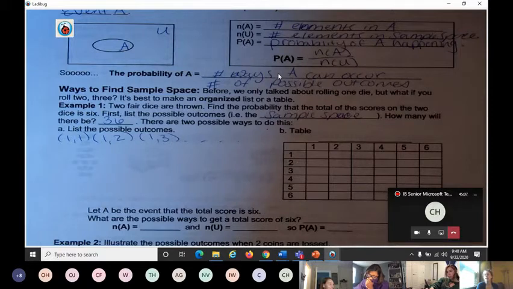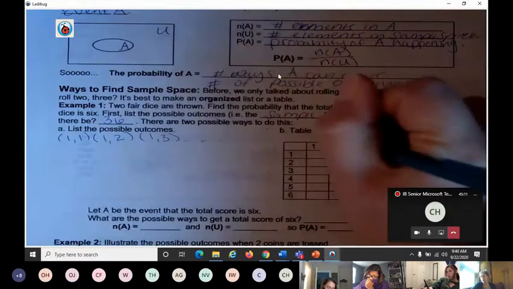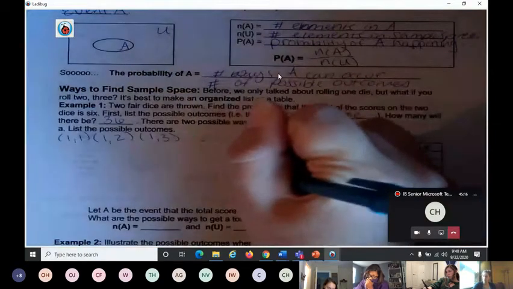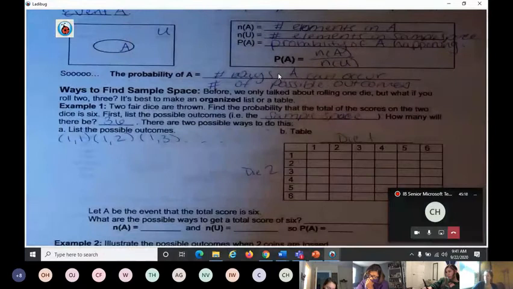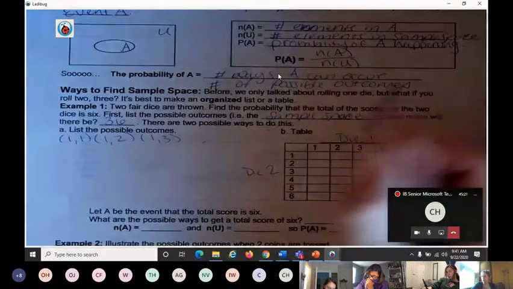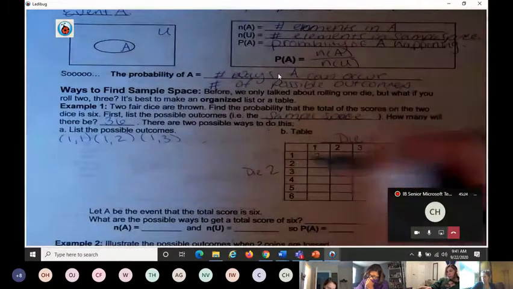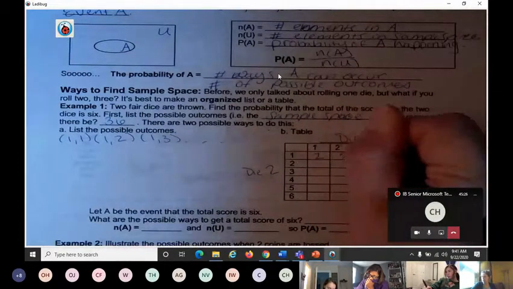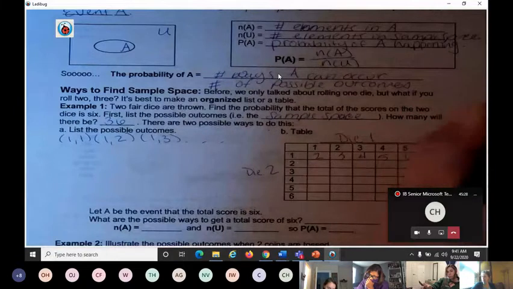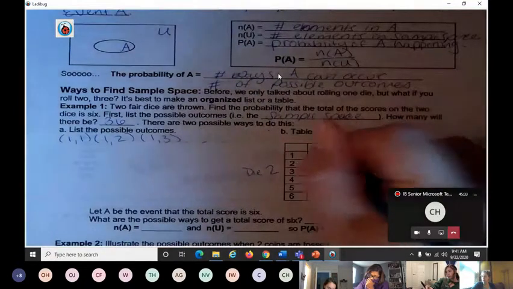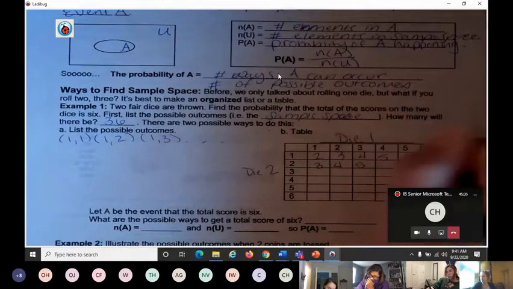But if we write them in the table, it's a little bit more simple. The labels are kind of already there. So we're going to have die 1 here, die 2 here. Okay. So rolling a 1 and a 1 would give us a 2. Okay. 1 and a 2 gives us a 3, 4, 5, 6, and 7. And we're adding 2 to all these numbers. So we would get 3, 4, 5, 6, 7, and 8.